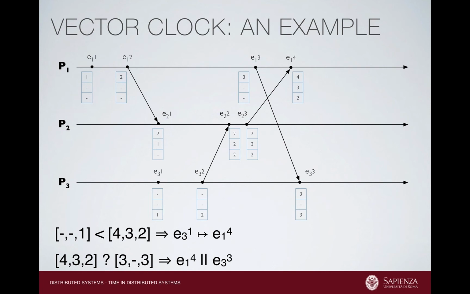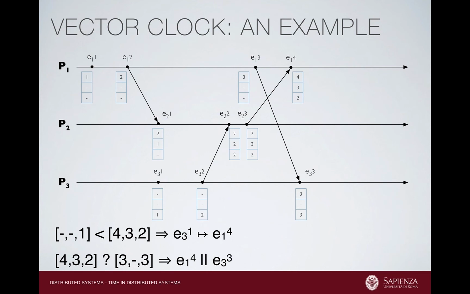Then we do the maximum of the component in the middle, that is 3 and 0, and the maximum is 3. Then the maximum between the last component, 0 and 2, the component is 2. So we have 3, 3, 2, but we have to create the receive event. So we have to increase our component, that is the first one, by 1, and we get 4, 3, 2, and so on.